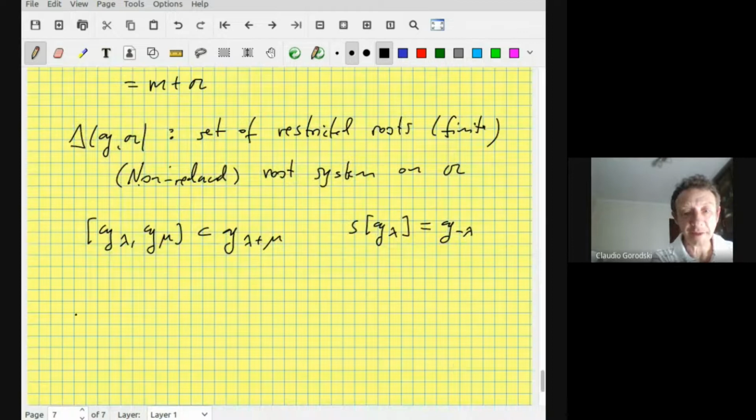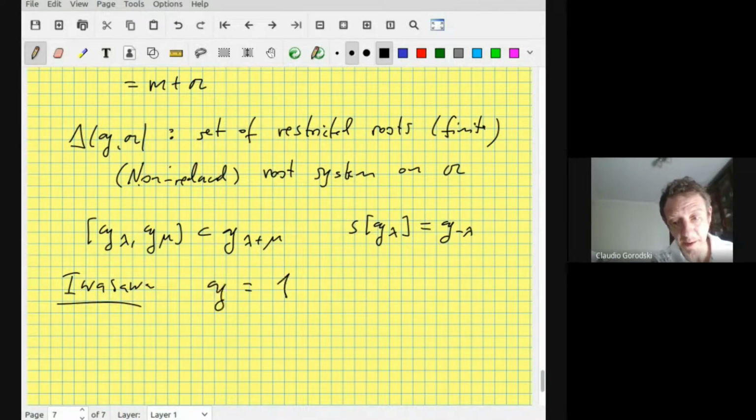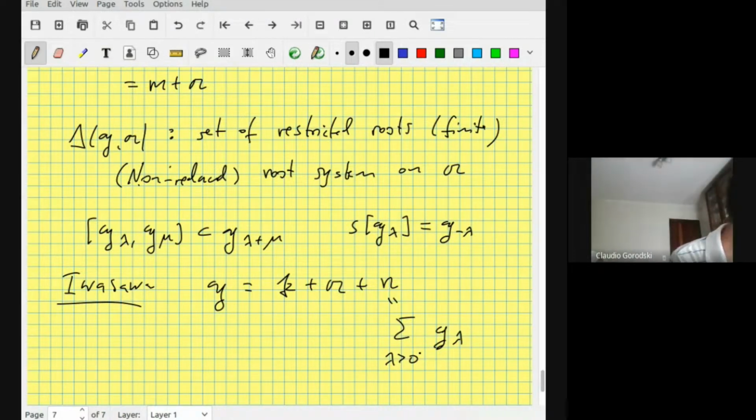So from here, we can get the Iwasawa decomposition, for instance: K plus A plus N, where N is nilpotent, the sum of the positive root spaces, and we need to introduce some notion of positivity, right? And then we have this nilpotent Lie algebra.